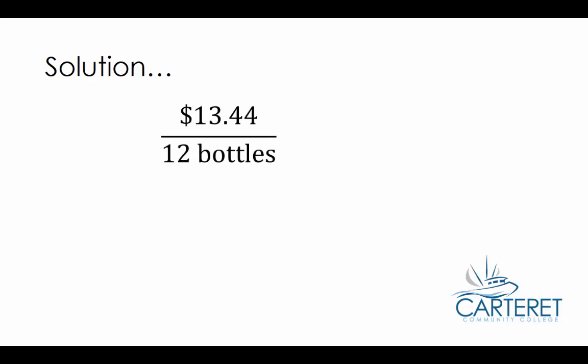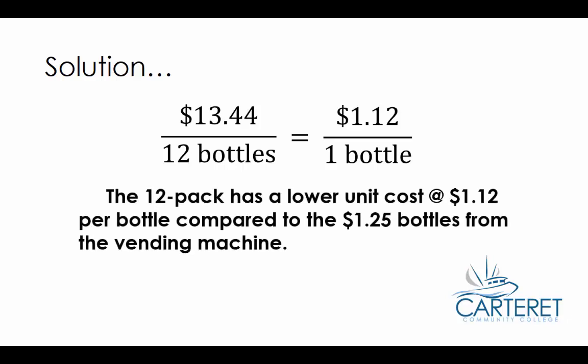If it costs $13.44 for 12 bottles, we can find the unit rate, or the cost for one bottle of Gatorade, by simply dividing the two quantities. We see the 12-pack has a lower unit cost of $1.12 per bottle, while the vending machine bottles cost $1.25. But this is not the only way to arrive at the same conclusion. We can also consider the total cost.